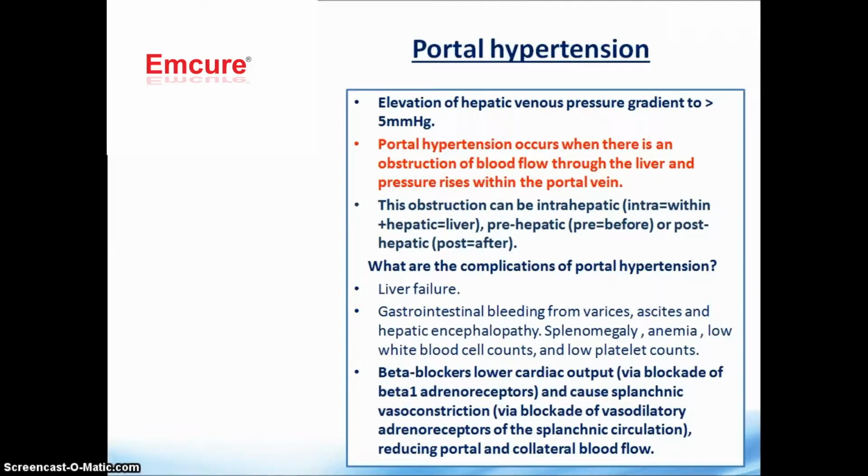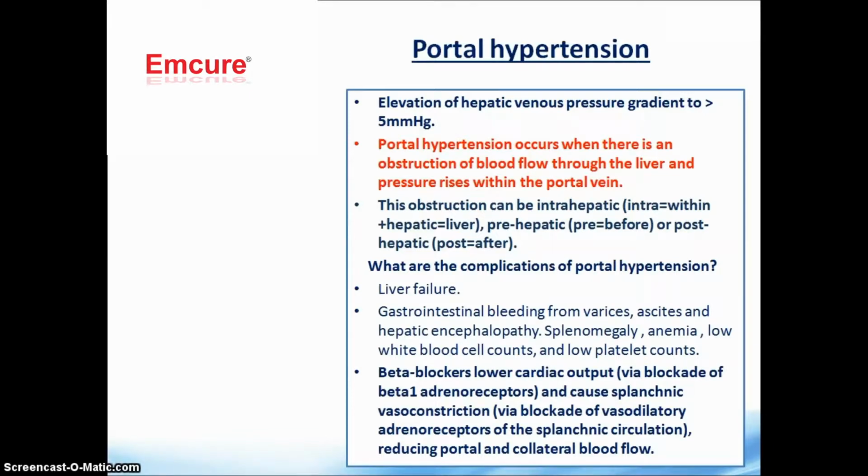Portal hypertension occurs when there is an obstruction to the blood flow through the liver and the pressure rises within the portal vein. This obstruction can be intrahepatic, which means inside the liver. It can be prehepatic, which means before the liver, or it can be posthepatic, that is, after the liver. So it can be before the entry of the portal vein into the liver, it can be after, or it can be within the liver itself.